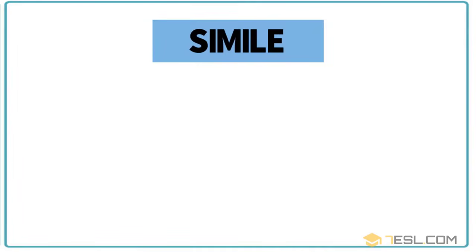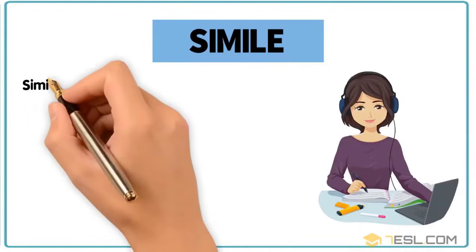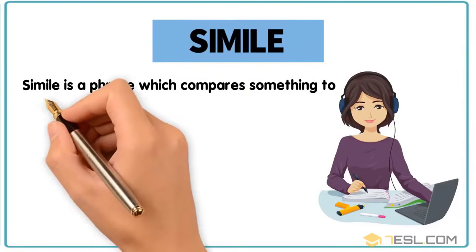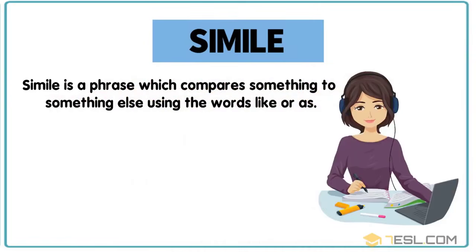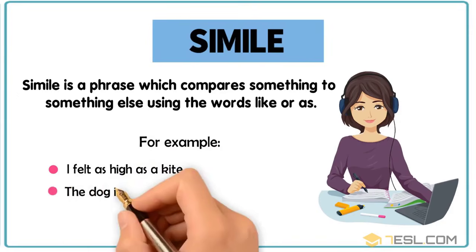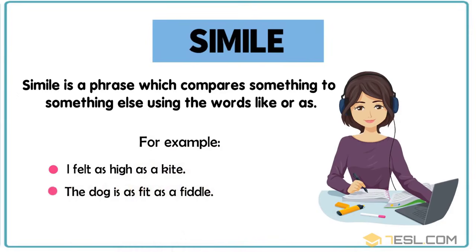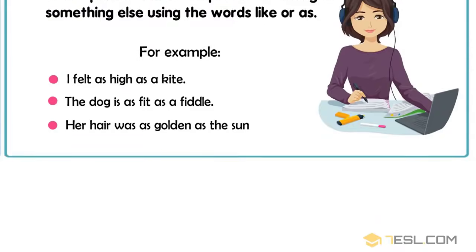Simile. Simile is a phrase which compares something to something else using the words like or as. For example, I felt as high as a kite. The dog is as fit as a fiddle. Her hair was as golden as the sun.